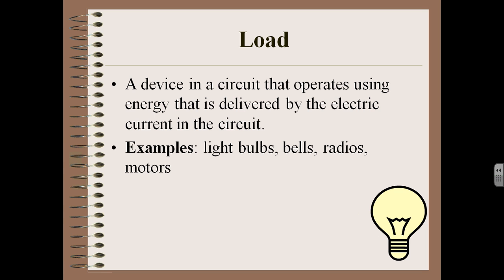Let's talk about some different parts that make up the circuit. One part of the circuit is called the load. The load is a device in a circuit that operates using energy that is delivered by the electric current in the circuit. So anything that's using the electricity that is provided in the circuit is what we would call a load. An example could be a light bulb, a bell, a radio, a motor. Anything that you have in your house that works off of electricity would be considered a load in a circuit.